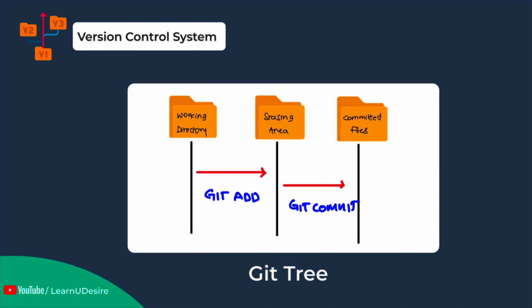Working directory contains all your modified files, but they are untracked and not yet ready for saving as a snapshot using commit. You can add modified files to the staging environment and make them ready for commit. Snapshots of the files from the staging environment are saved in the commit history.